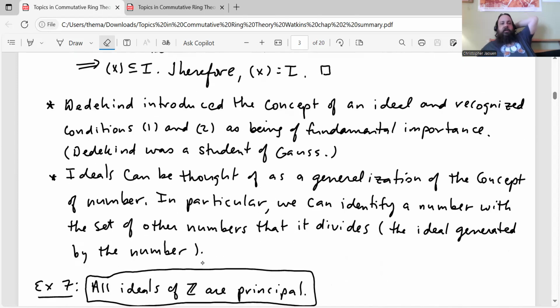All right, some notes here. Richard Dedekind introduced the concept of an ideal and recognized conditions 1 and 2 as being of fundamental importance. And just a historical note, Dedekind was actually a student of Gauss. Ideals can be thought of as a generalization of the concept of number. In particular, we can identify a number with the set of other numbers that it divides, meaning the ideal generated by the number.